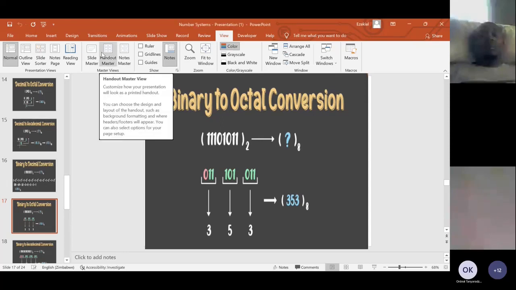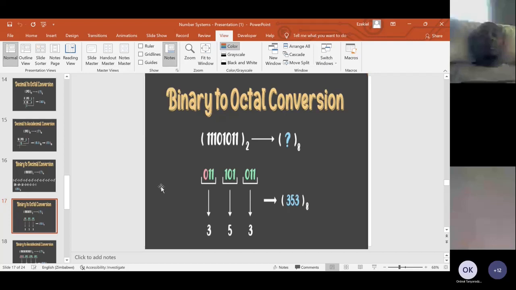So after putting your digits in sets of threes, you convert each and every set to its equivalent decimal value, and then you put the final decimal values together. That will be your number, or equivalent number, in base 8. So you didn't get it.